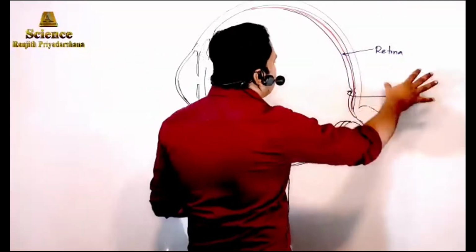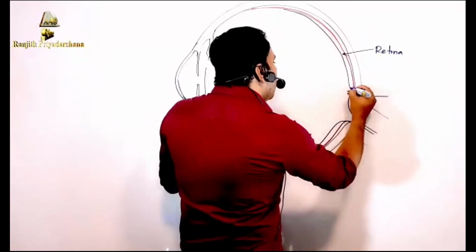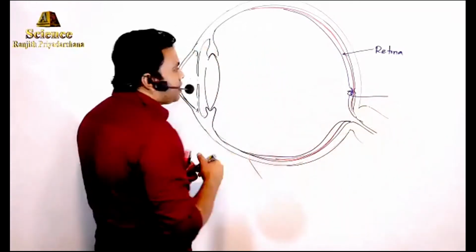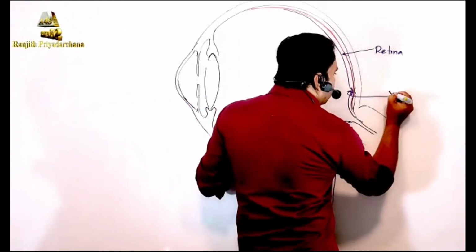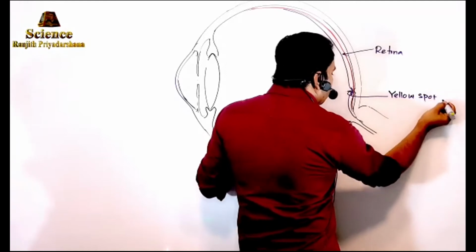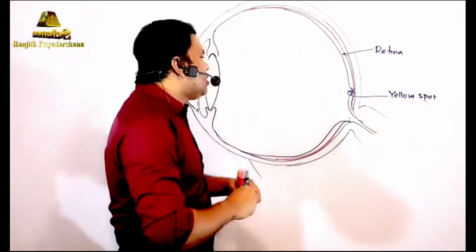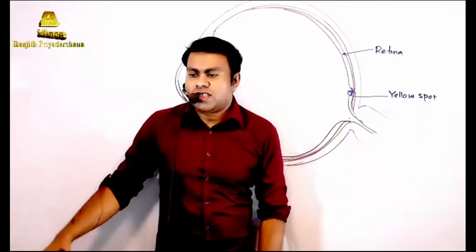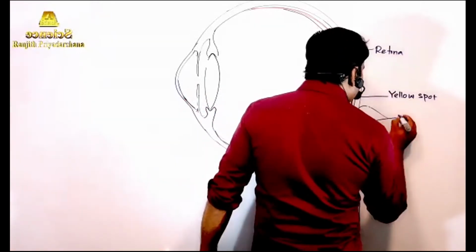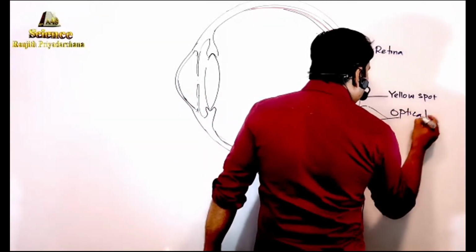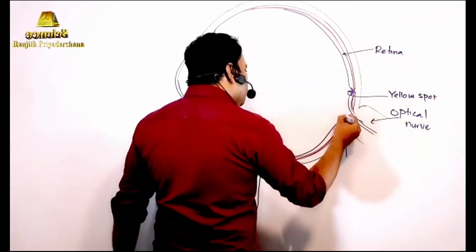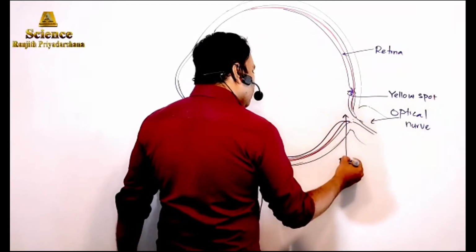So these rods and cones exist in the retina. Rods and cones are highly concentrated in a certain place of the retina. We call that what? Yellow spot. Yes, that's the yellow spot. Here neither cones nor rods exist. So that's the place where this optic nerve begins. What's this? Optic nerve. It begins here, and that place is known as the blind spot. Very good.